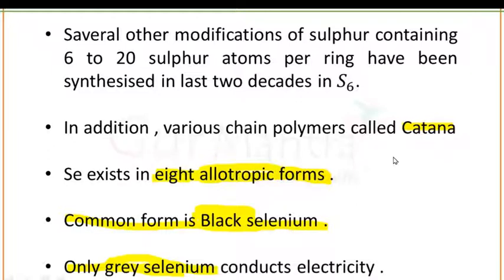Selenium exists in 8 allotropic forms. Among these 8 allotropic forms, the common form is black selenium, and the form which conducts electricity is gray selenium.